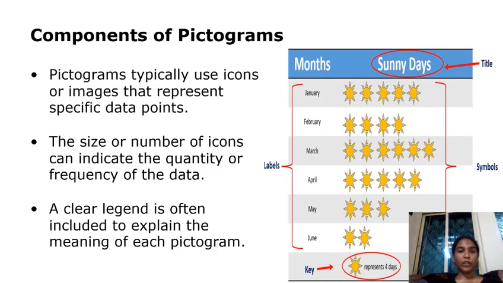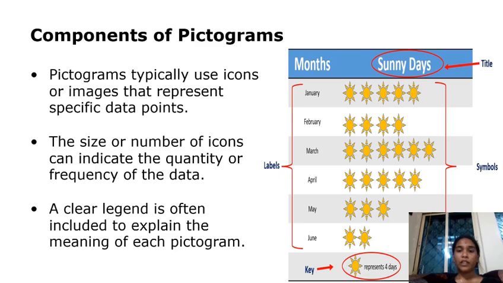Components of a pictogram. Pictograms typically use icons or images that represent specific data points. The size or number of icons can indicate the quantity or frequency of the data. A clear legend is often included to explain the meaning of each pictogram.